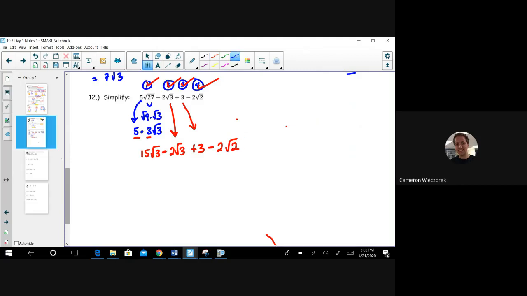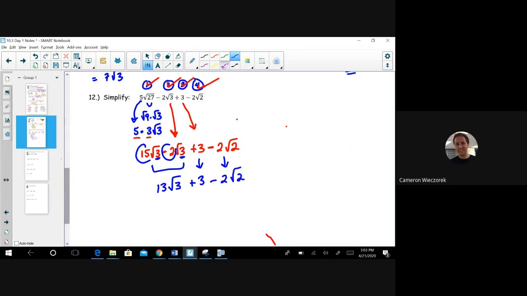Okay, so I checked off all the simplifying steps. Step 2, now I look to see if there's any that have the same ending I can combine together. I see a rad 3. I see a rad 3. So these two can become 13 rad 3 just by subtracting the 15 and the minus 2. This is plus 3, and then this comes down as minus 2 rad 2.